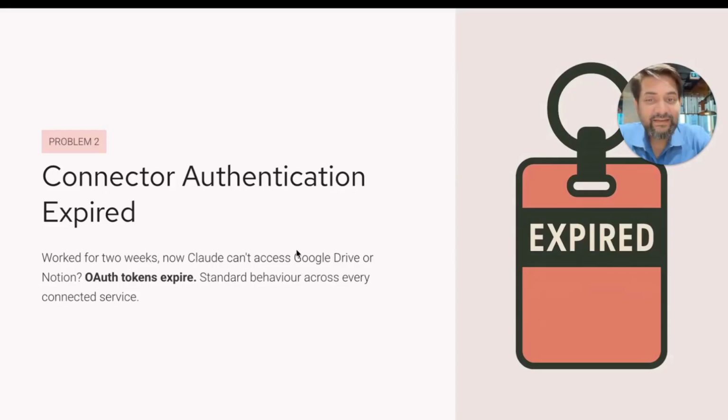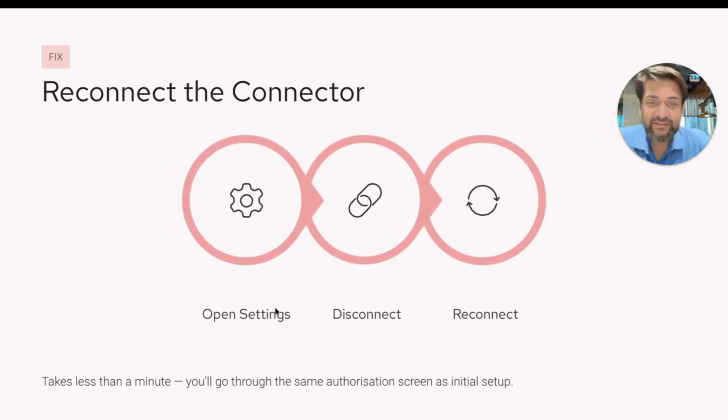Problem number 2 is connector authentication expired. Say you set up a connector to Google Drive or Notion. It worked great for 2 weeks and now Claude says it can't access the integration. What happened? OAuth tokens expire. And this is standard behavior across almost every connected service, not a Claude specific issue. The fix: go to settings, then connectors, find the integration that stopped working, disconnect it, and then reconnect it. You'll go through the authentication flow again, and you are back in business. That's as easy as it sounds.